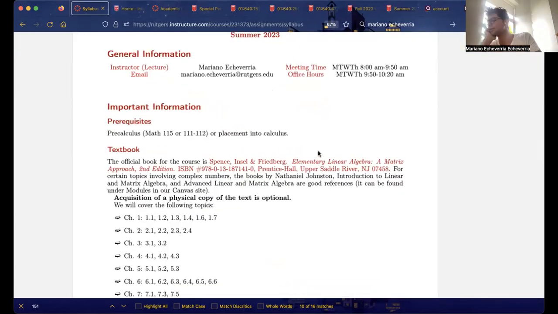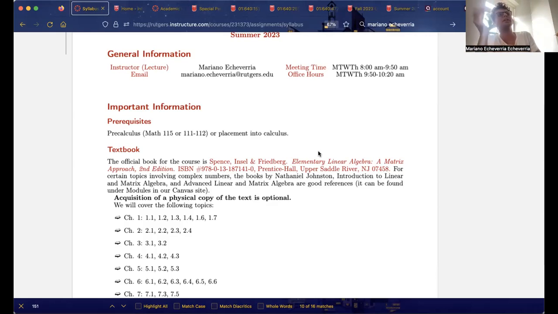There's a textbook for the course, which is the official one, the one that you see here. But in reality, purchasing this book is optional, so you don't have to if you don't want to. I also have posted another reference on the Canvas site. Either of those would be fine. The advantage of the Canvas one is that you don't have to pay for anything. So you don't need to have a textbook.